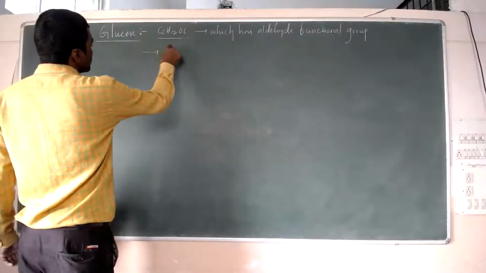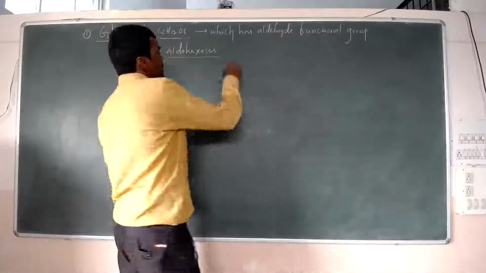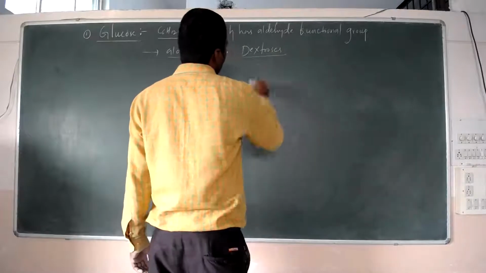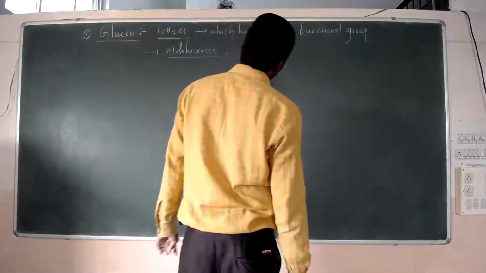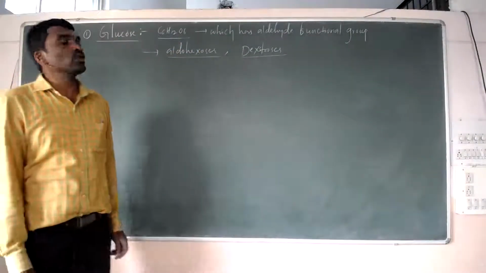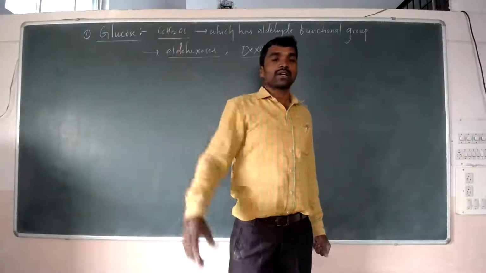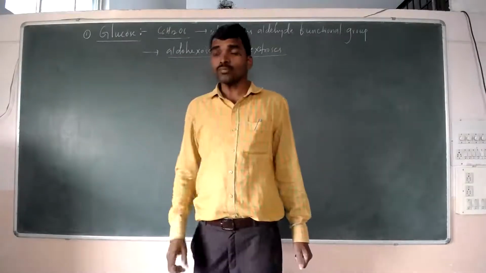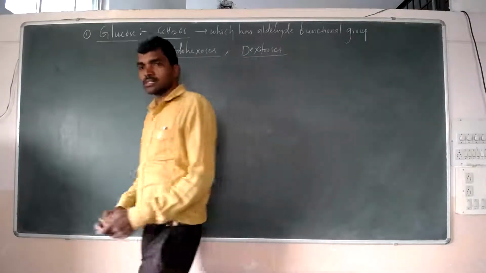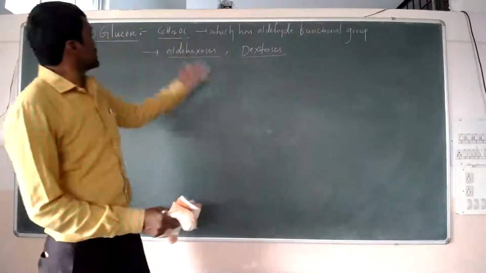Glucose is called aldohexose, or this is also called dextrose. Dextrose is nothing but D-glucose. It comes in TV advertisements, Glucon-D. Dextrose. That is the advertisement. Okay? Right. Now see, glucose formula C6H12O6.